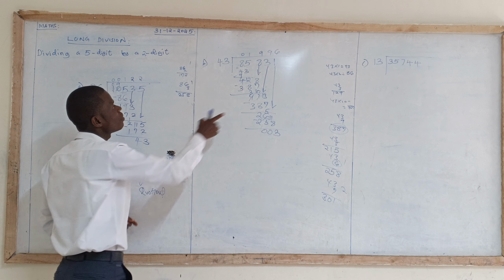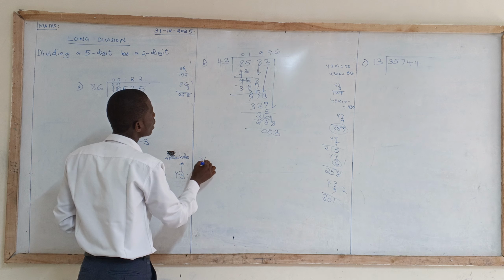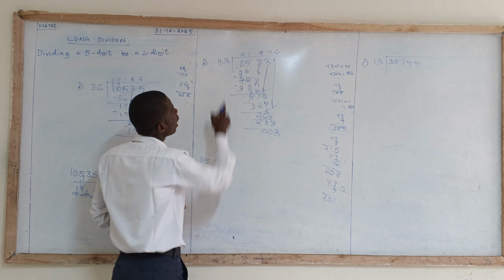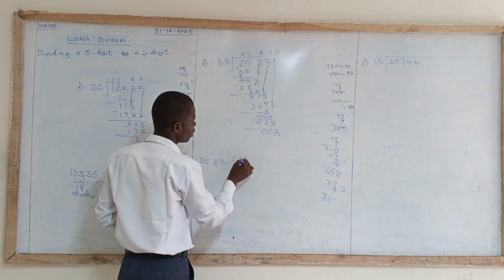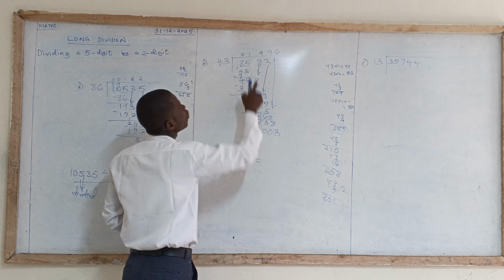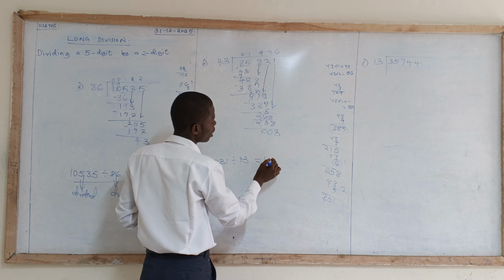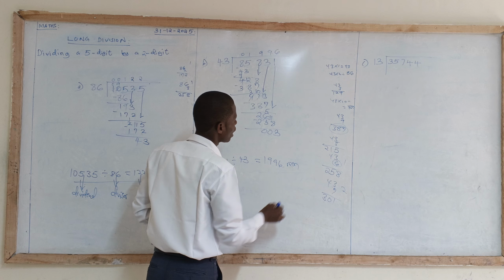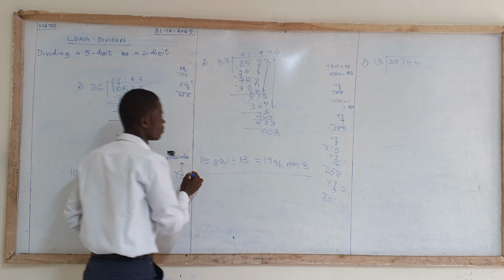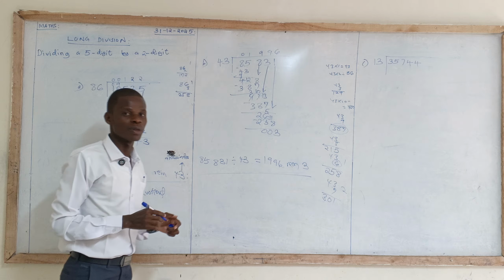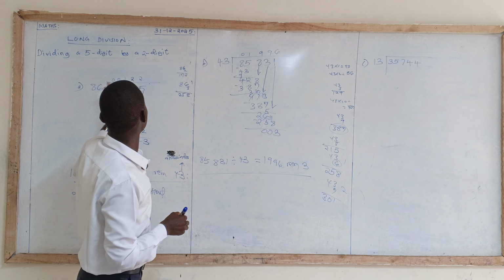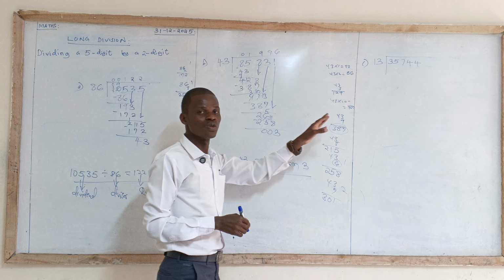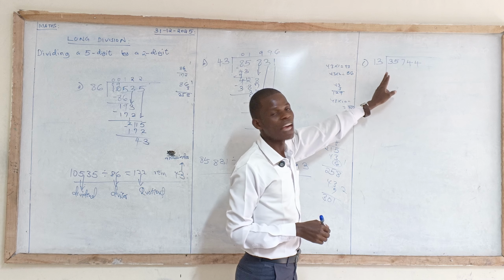So we say that our dividend, which is 85,831, divided by our divisor, which is 43, should give us the quotient, which is 1,996. Then there's our remainder, which is 3. So we are done with that. So we have done A and then done B. So I want you to give me the answer of this.